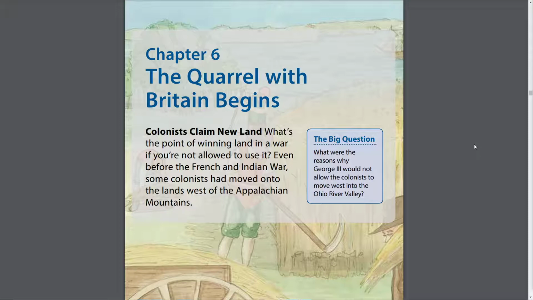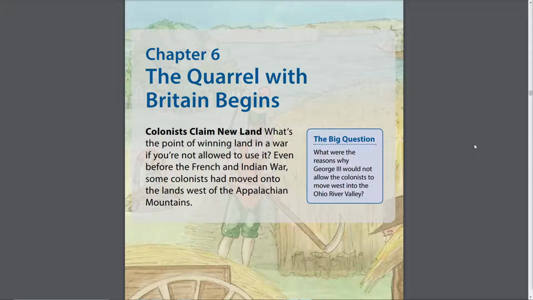Colonists claim new land. What's the point of winning land in a war if you're not allowed to use it? If you win it but you can't use it, doesn't really make sense of why you would have wanted to win it in the first place.